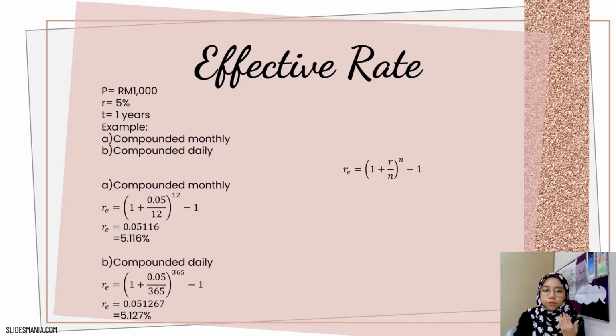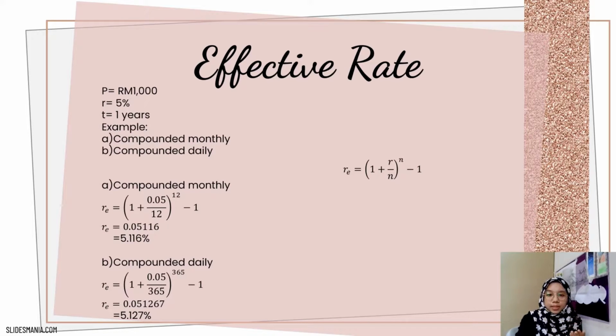So this is called the effective rate of interest when we compound monthly at 5%. So what would it be if we compound daily for the B question? Okay, effective rate equals 1 plus 0.05 divided by 365, raised to 365, minus 1. So we get 0.051267. That means 5.127% rounded to 3 decimal places. Notice the effective rate of interest if we compound daily is a little bit higher than the effective rate of interest when compounded monthly.